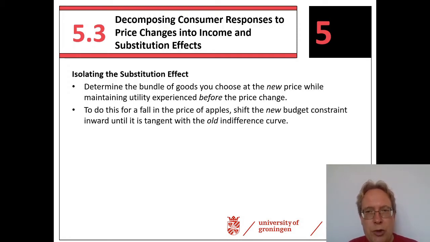So what we have to do is keep the new slope of the budget line. We're going to take the new budget line because we're interested in the new relative prices, but we're going to push it back to the original indifference curve, because that gives us the situation in which we take away income from you to such an extent that you're just as well off as you were before.